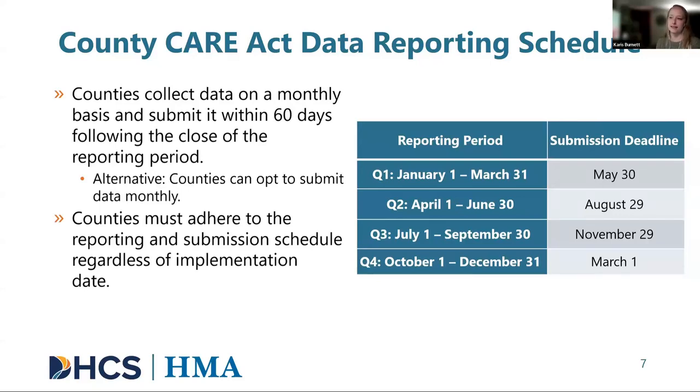The table on the right has the submission deadlines. Data from January 1st to March 31st is due May 30th. Data from April 1st to June 30th is due August 29th. Data from July 1st to September 30th is due November 29th. And data from October 1st to December 31st is due March 1st.